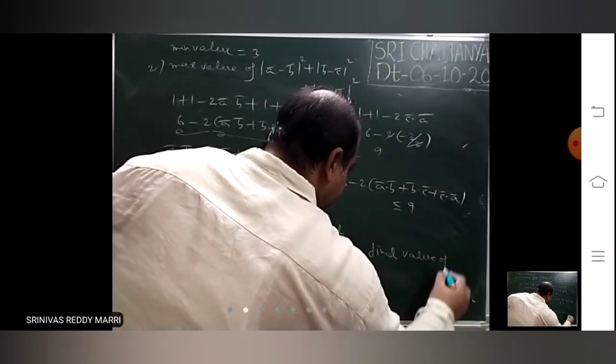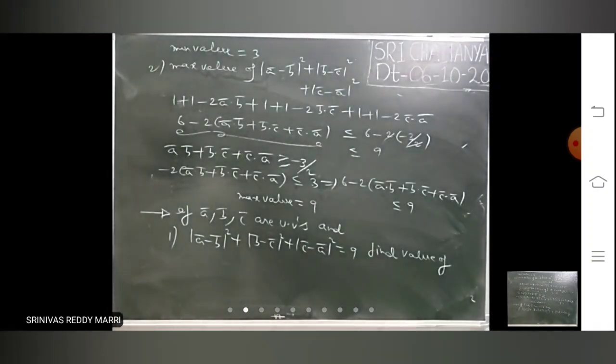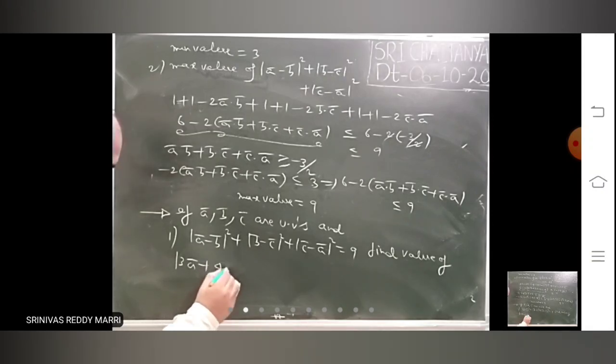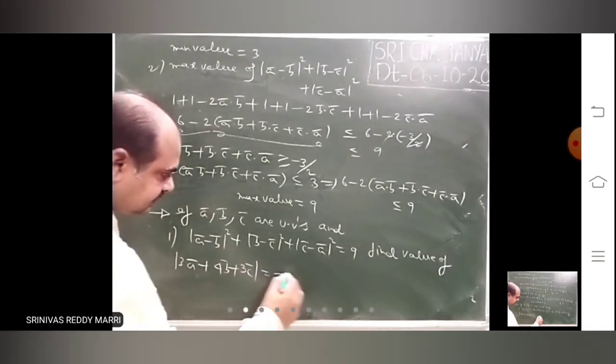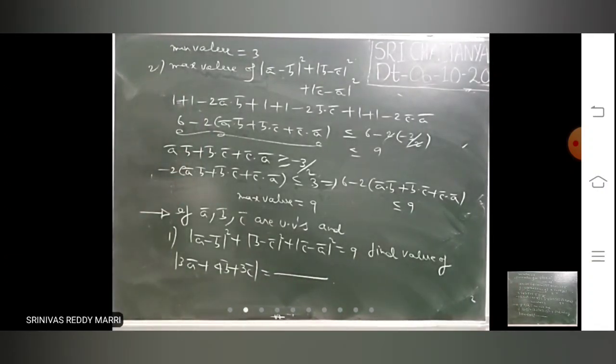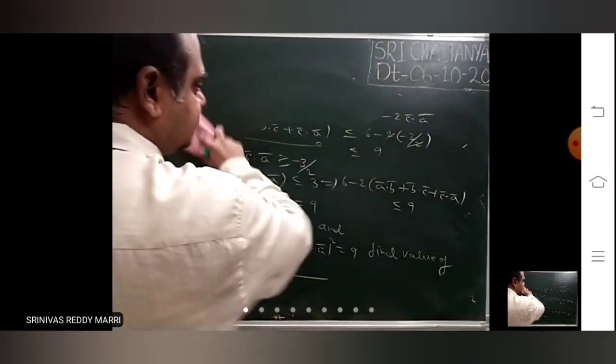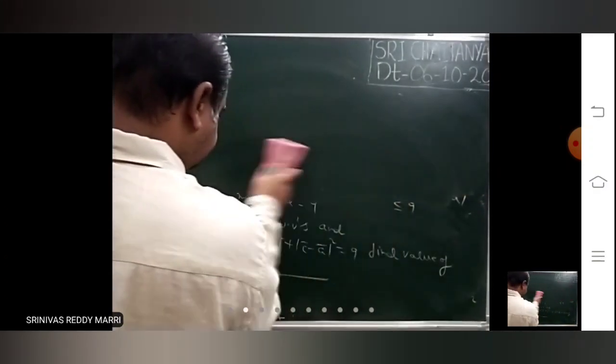value of modulus 3a bar plus 4b bar plus 3c bar equal to dash. So just he has given this as 9, right?